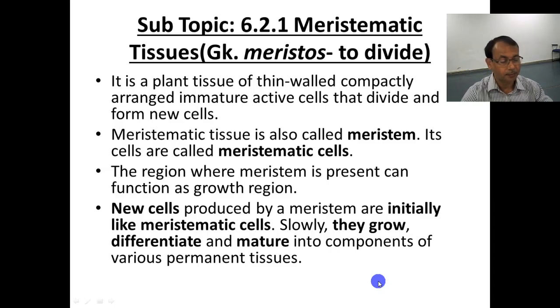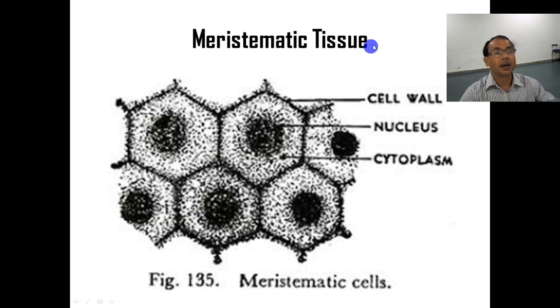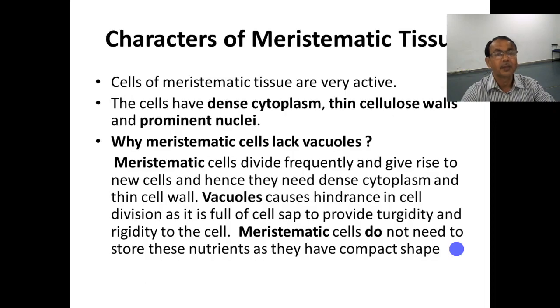Let us go further. This is the typical picture of a meristematic tissue. You have a cell wall, thin cell wall. It is made up of cellulose. You have a prominent nucleus. You have cytoplasm, which is very dense. These are the three features you will observe in case of meristematic tissue. One is the cell wall, which is thin. The other one is the nucleus, which is prominent. And the third one is the cytoplasm, which is very dense.